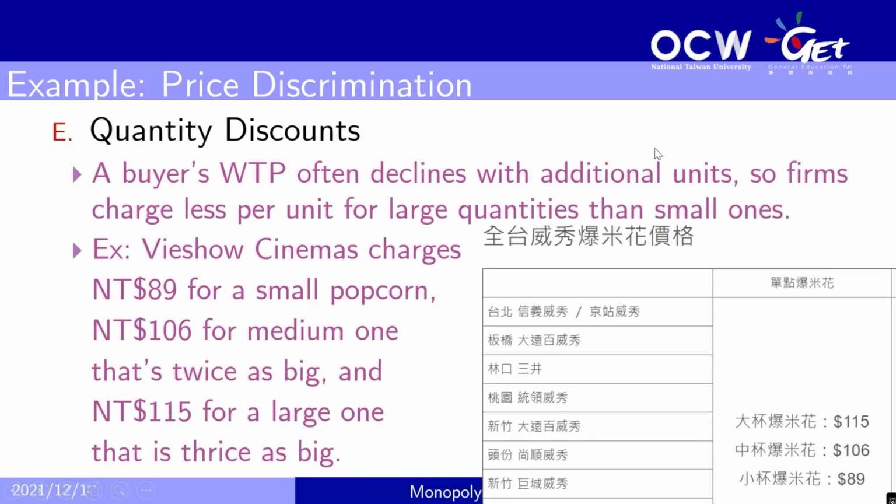It's huge, and so it's like the whole family would share this. You can share this with your children or with your significant other or your friends. I don't know, maybe that's not a good idea during COVID, but that's their pricing scheme. So that's using quantity discounts to do some kind of price discrimination.